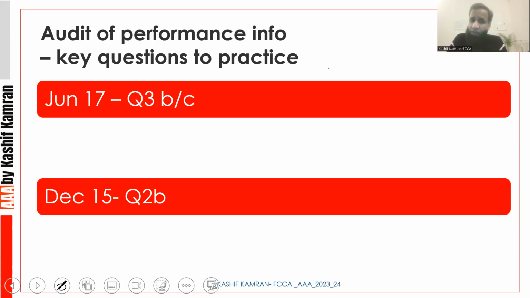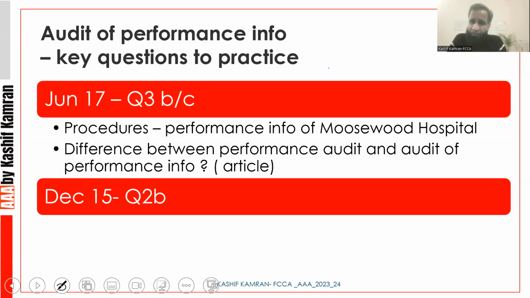In June 17, question number 3B and 3C, the examining team asked for procedures on performance information of Moosewood Hospital. Now, Moosewood Hospital is a public sector body. So what sort of procedures will you perform on the given data of Moosewood Hospital in the case study? And then, what is the difference between performance audit and audit of performance information? This is given in the article, so you can read the article for the difference.